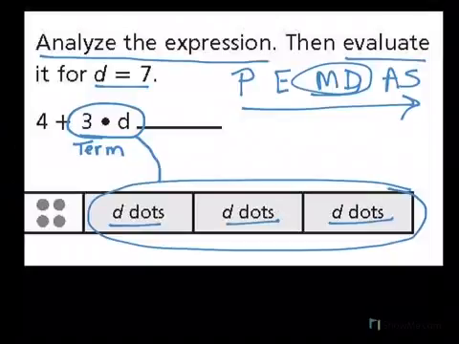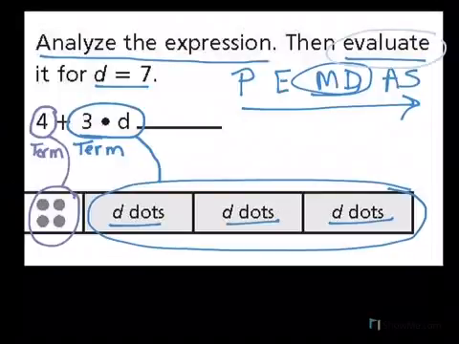Then I see I have 4 right here. 4 is a number by itself and is a term. Right here I see 4 dots. Those are going to match. So I have analyzed the expression. Now I'm going to evaluate it for D equals 7.